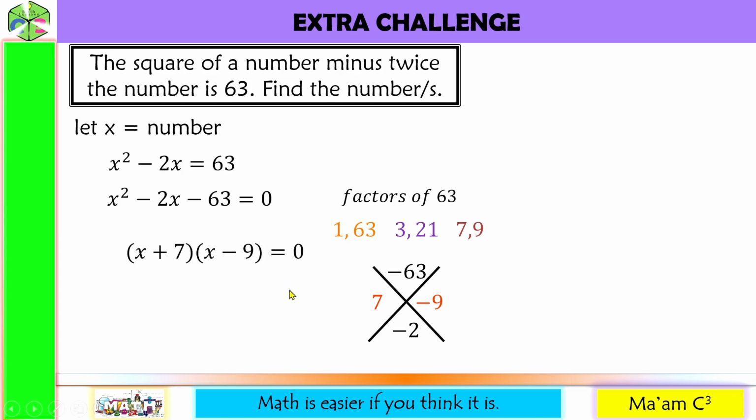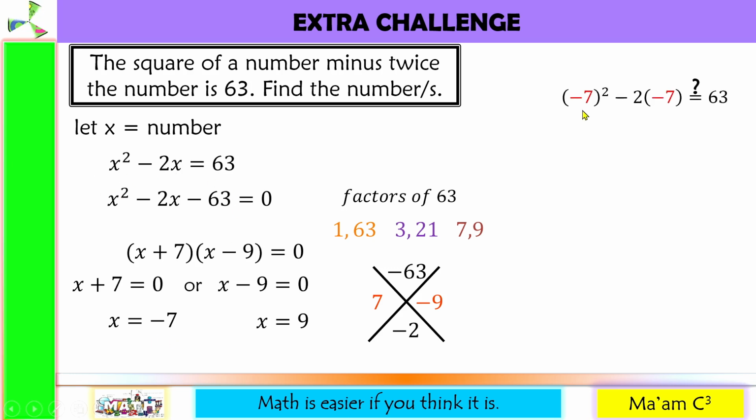Applying the zero product property, x + 7 = 0 or x - 9 = 0. So this will be x equals negative 7 and this one will become x is equal to 9. Let us check our answers. First, let us substitute negative 7 in our equation here. Negative 7 squared is positive 49. Negative 2 times negative 7 is positive 14. 49 plus 14 is equal to 63. They are equal.